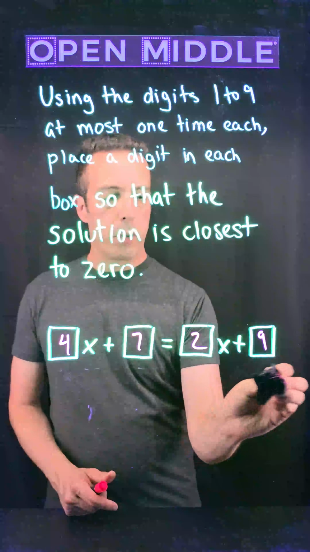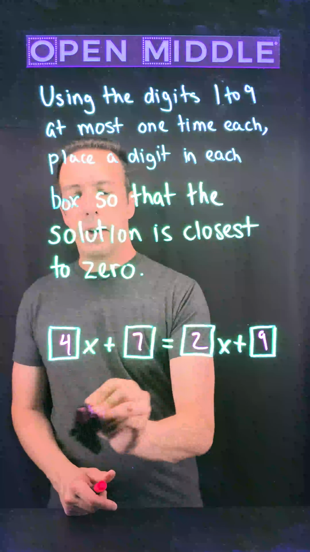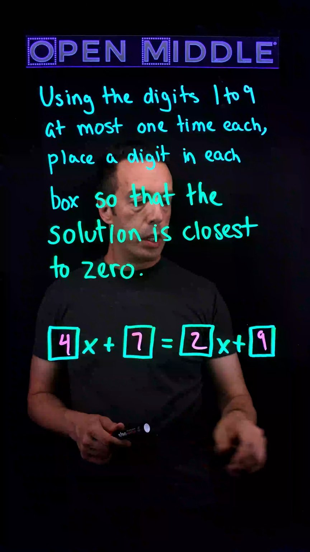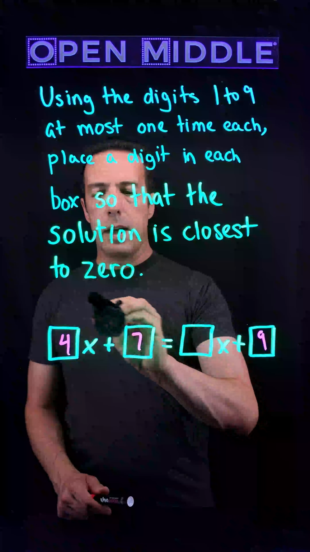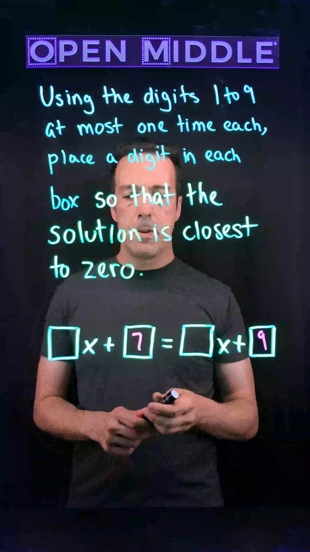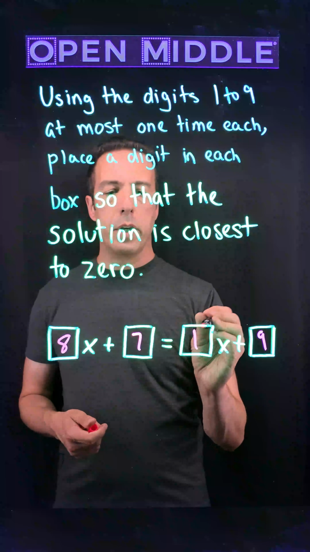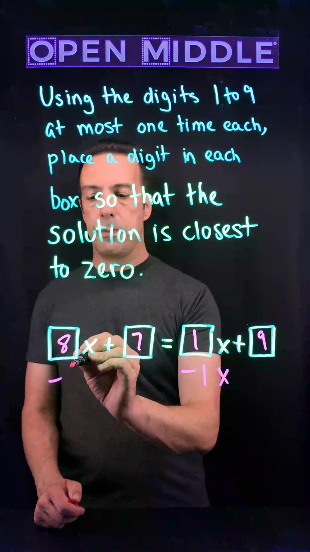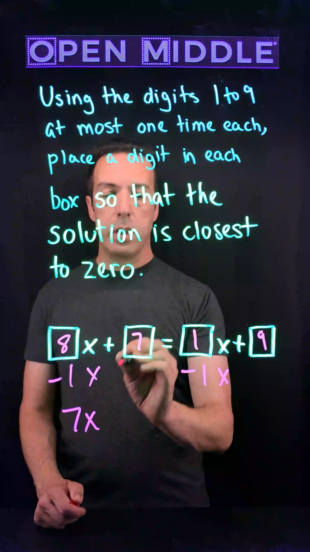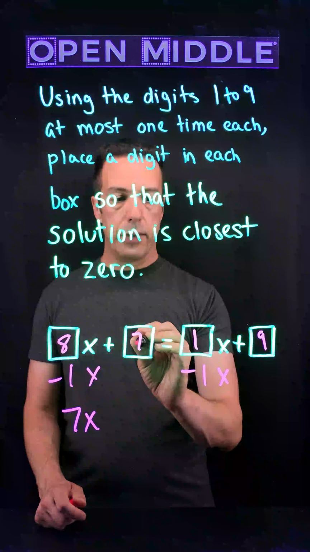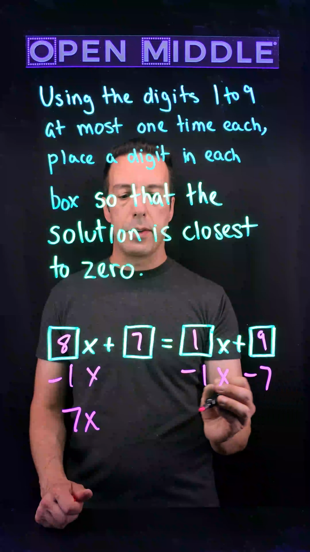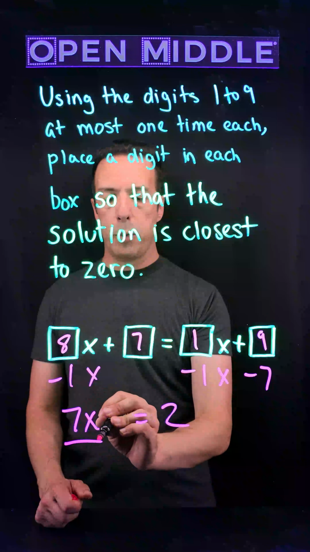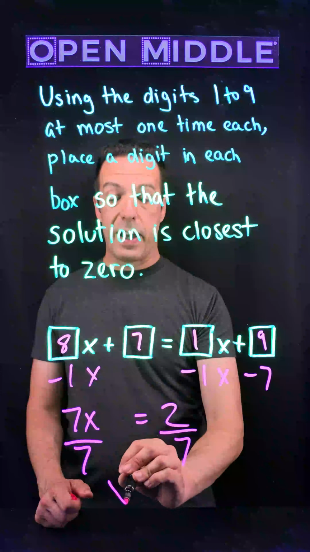So what we're going to do here is think, what could give us the greatest difference in value? We can only use the digits 1 through 9. So in this particular case, if we had, let's say, an 8 here and a 1 here, well, now when we subtract, we're going to subtract 1x from both sides. Now we're going to have 7x. This is still going to be 9 minus 7, which gives us 2. So we're going to have 7x equals 2. We're going to divide both sides by 7, and now we have x equals 2/7.